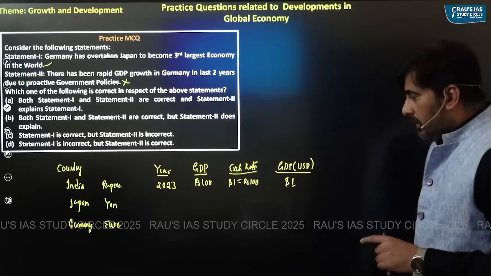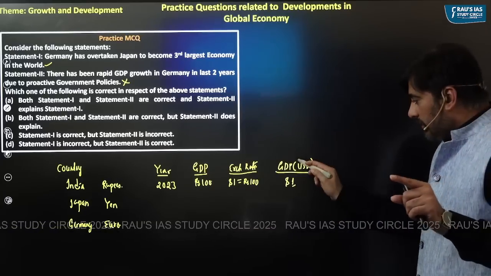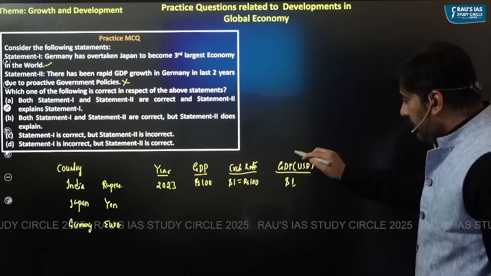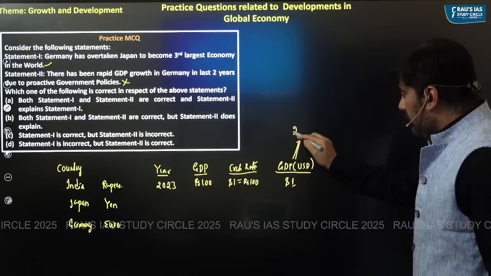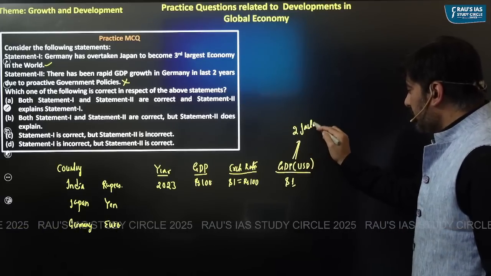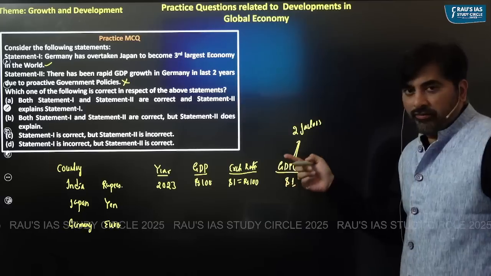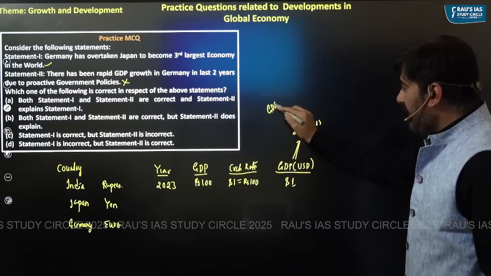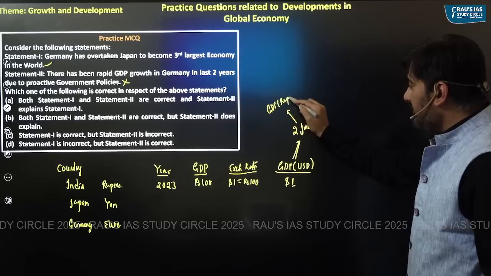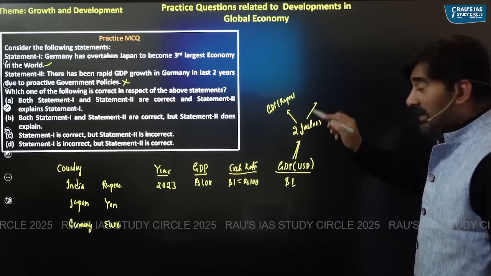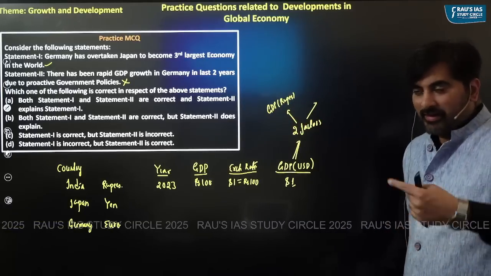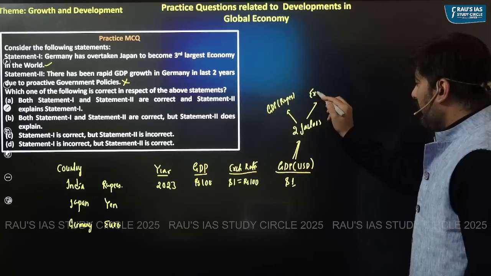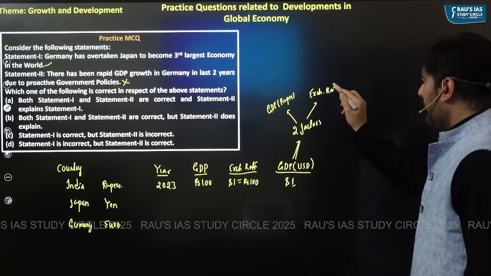Now what is interesting is that when you measure India's GDP as $1, there are two factors which determine India's GDP in terms of dollars. One, what is our GDP size in terms of rupees? But there is another thing also which determines this, which is the exchange rate.